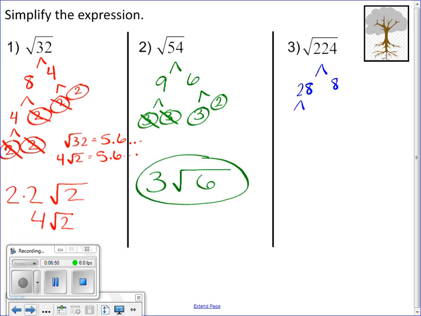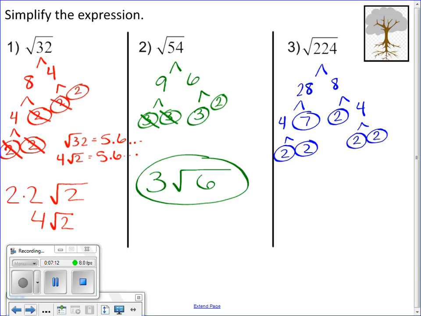All right, so what about 28? 4 and 7. Oops, 7's prime. 4 is 2 and 2. 8 is 2 and 4. I'm going to circle that 2. And then 4, 2 and 2. All right, so I'm all the way down to just primes.